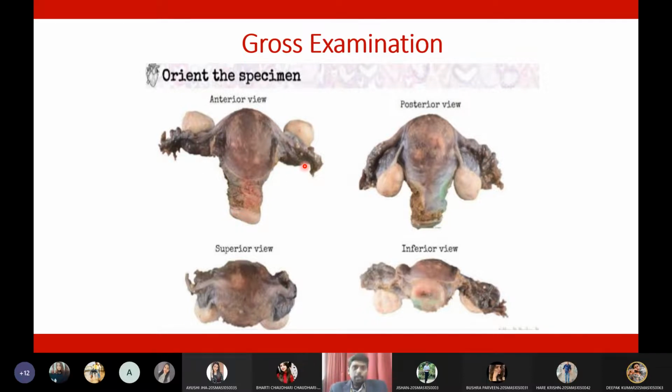And also we need to first identify the proper orientation of a specimen. That means we need to keep the uterus in its proper orientation. So this is the anterior view of the uterus. Then this is the posterior view of the uterus. This is the superior view. This is the inferior view. So we should have knowledge of the basic orientation of the sample that we are collecting in the lab.